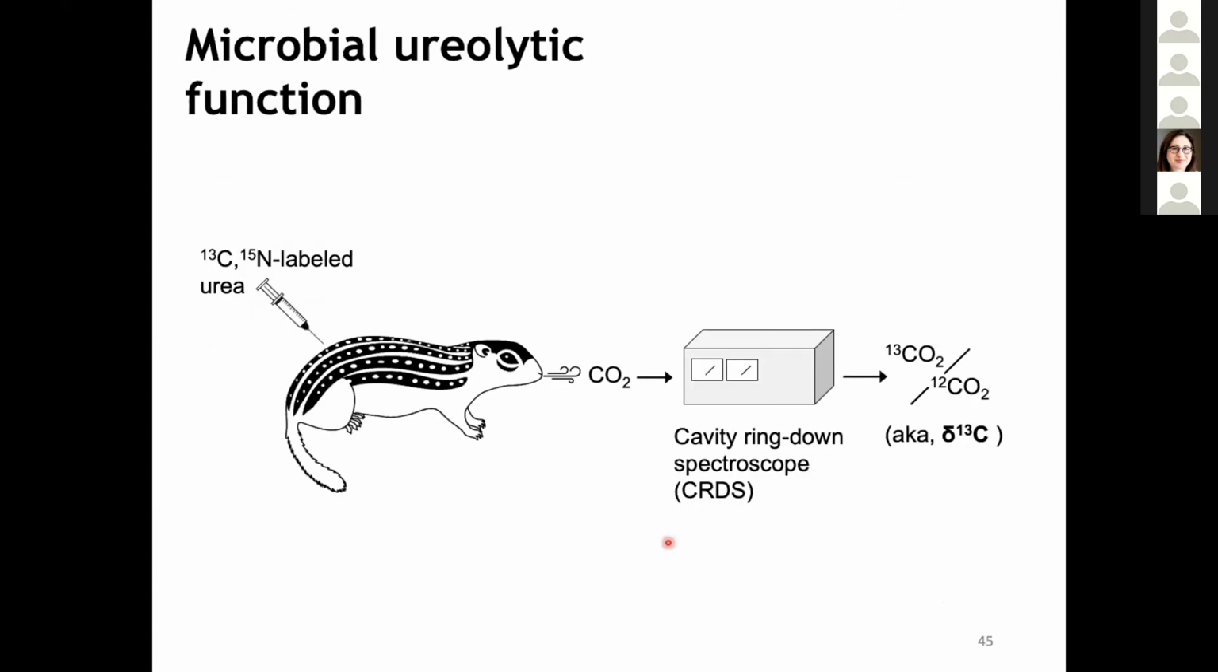Next, on the topic of urea hydrolysis, we've made real-time measurements of microbial urealytic activity using stable isotope labeling and a technique called cavity ring down spectroscopy, or CRDS. Briefly, we inject squirrels with a mass-specific bolus of doubly labeled urea, and then we collect the CO2 that they exhale and send it through a CRDS unit. The CRDS unit measures the ratio of C13 CO2 to C12 CO2 in the squirrel's breath. Remember that the hydrolysis of urea yields ammonia and CO2. We call this ratio the delta C13 value. The higher this ratio is following the injection of the urea, the greater the urealytic activity.